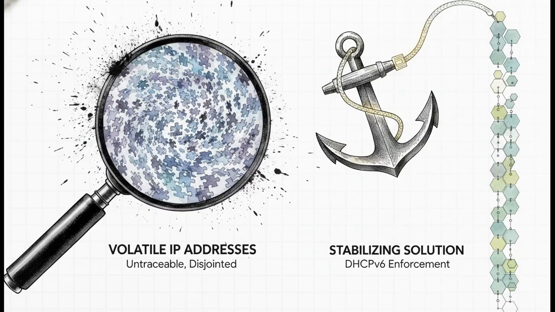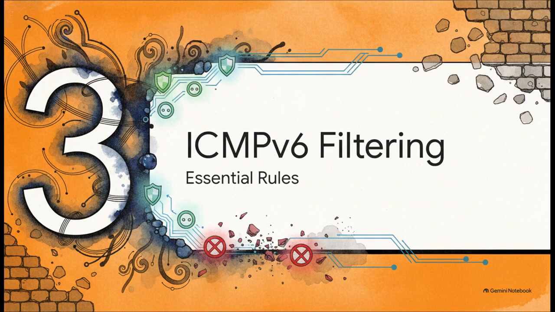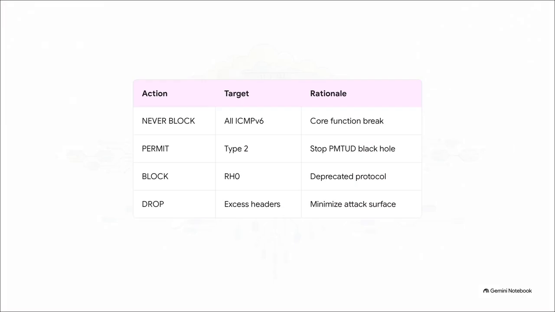Okay, Section 3, Essential ICMPv6 Filtering Rules. At the protocol level, we've got to dismantle this old legacy habit of assuming all ICMP traffic is inherently dangerous. If you blanket block all ICMP in IPv6, your network is literally going to break. Core functionalities like neighbor discovery absolutely rely on it, per RFC 4890. Crucially, you must, and I mean unconditionally, permit type 2 packets.